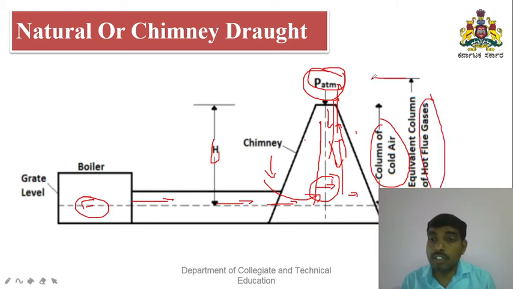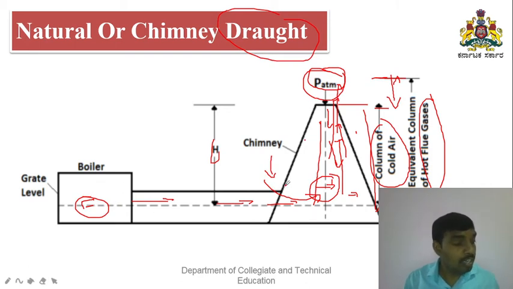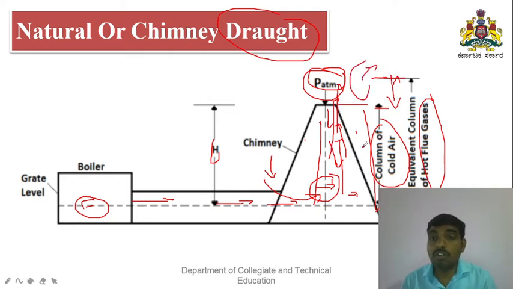This difference will give the amount of draught in the system. This is how natural or chimney draught occurs. Here we have to consider three parameters: the height of the chimney, the temperature, and the difference between the hot gas pressure and the outside pressure. These are the three parameters we should consider while calculating the chimney draught.